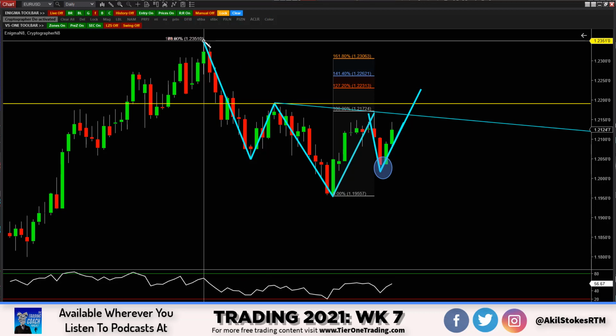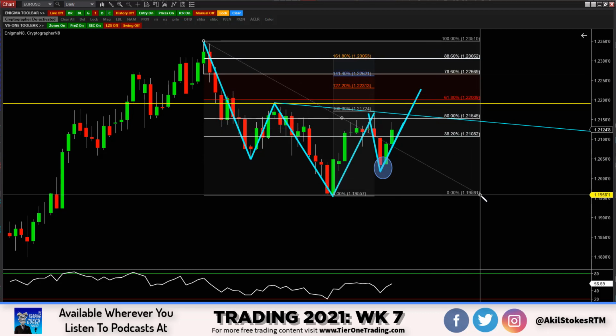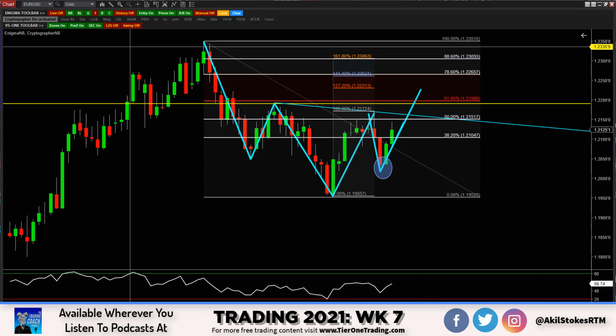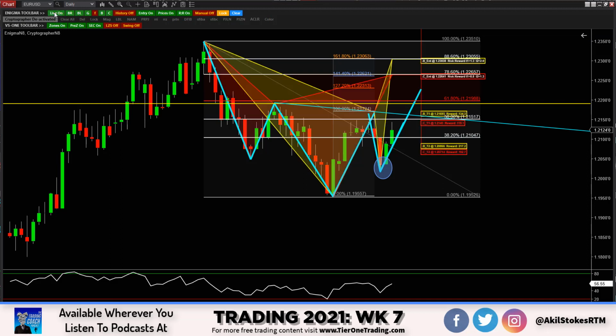If we take a Fibonacci retracement from our swing high to swing low right here, we're going to have a 786 right above that level. And why is that 786 important? 3, 2, 1. Let's hit our little Enigma toolbar. Again, apologies for the yelling in the background. We have a cipher pattern right here.